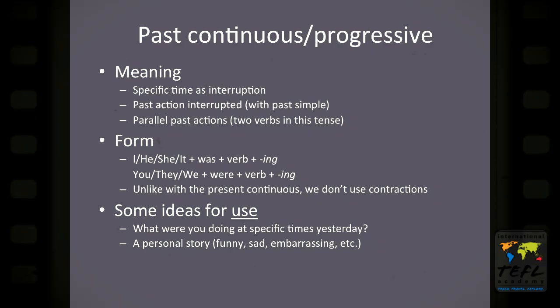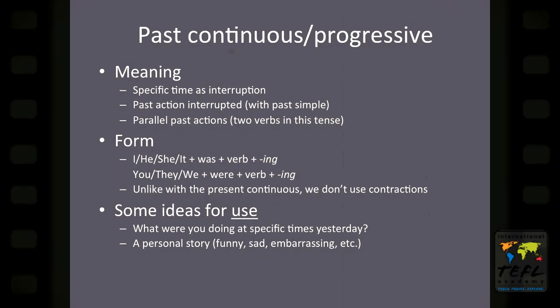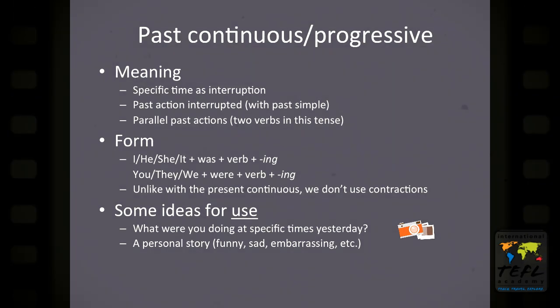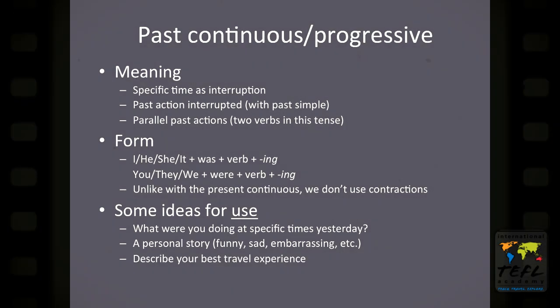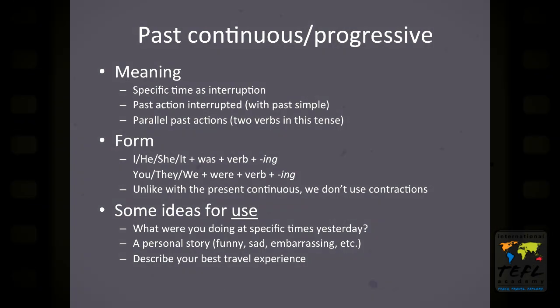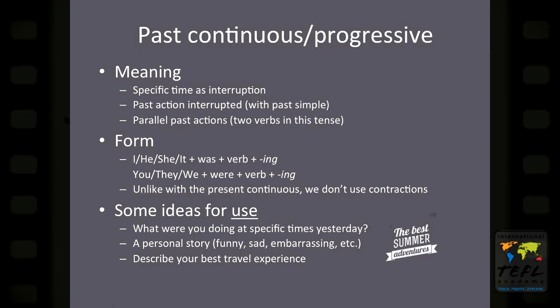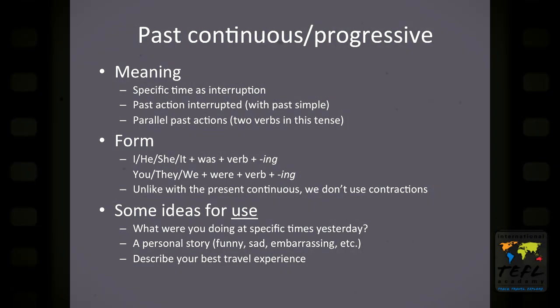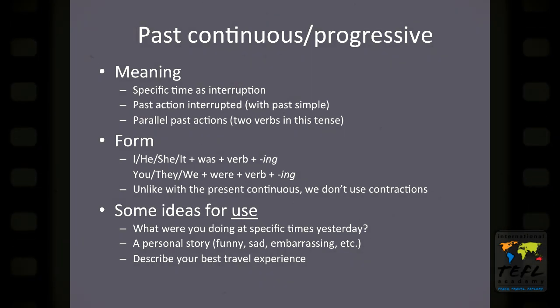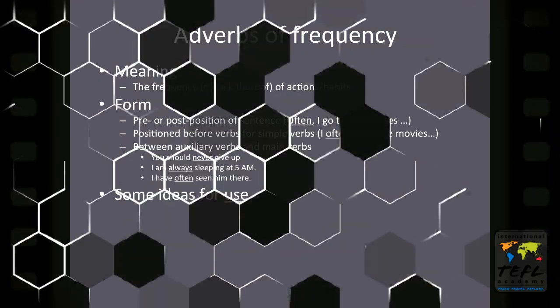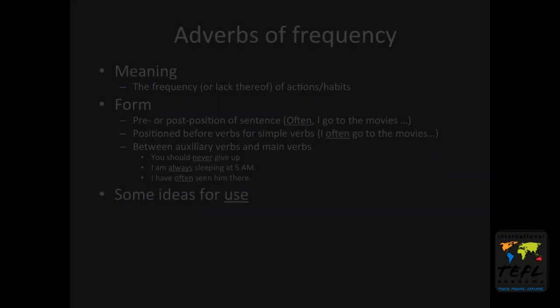A personal story is a great way. Students love when you give personal information or tell a funny or sad or embarrassing story about yourself, and you can do that using several examples of the past continuous. You could also describe your best travel experience, which is a very clear context, and it'd be easy to seed examples like I was swimming in the ocean and the sun was shining. And then you would use those examples to point out the form and the meaning, and then have them write about their own best travel experience using the same tense.